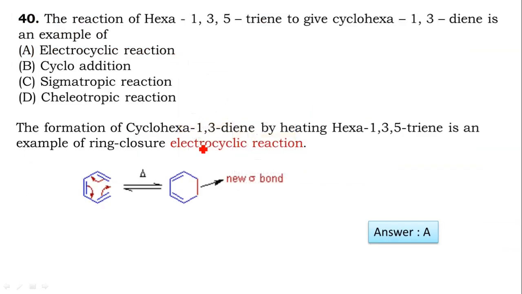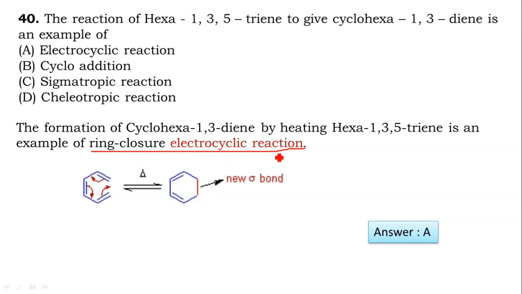Reaction of hexa-1,3,5-triene to give cyclohexa-1,3-diene is an example of. You see, the formation of cyclohexa-1,3-diene by heating hexa-1,3,5-triene is an example of a ring closure electrocyclic reaction. You see here, this bond shift here, this bond shift here, and this bond shift here. So a new sigma bond was formed, and this was a ring closure electrocyclic reaction.